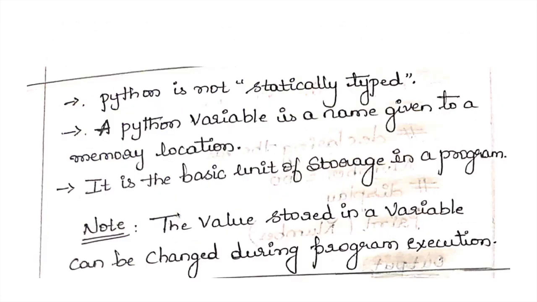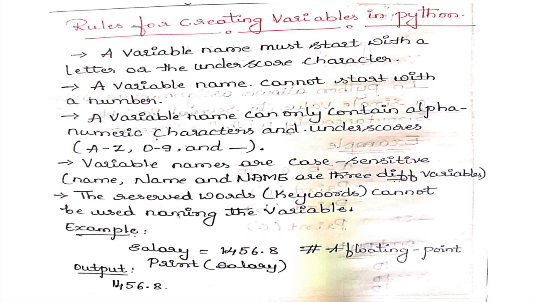Now, some rules are there to create variables in Python. You have to follow some rules, right? Without knowing those rules, you can't create a correct variable in Python. So what are the rules? A variable name should always start with a letter or underscore. That means a variable can't start with a digit.